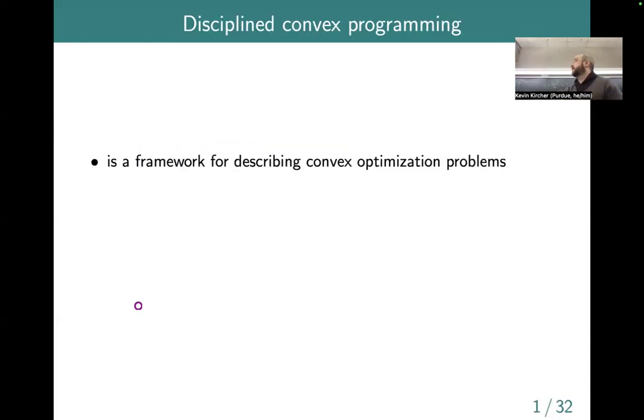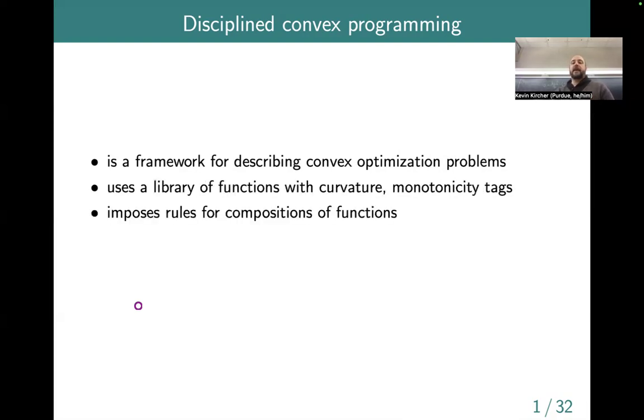Okay, so what is disciplined convex programming? Well, it's a framework basically for describing or specifying convex optimization problems. So disciplined convex programming, broadly speaking, typically uses a library of functions, typically called function atoms, that have labels or tags on them associated with curvature and monotonicity properties. So is it convex or concave? Is it increasing or decreasing?